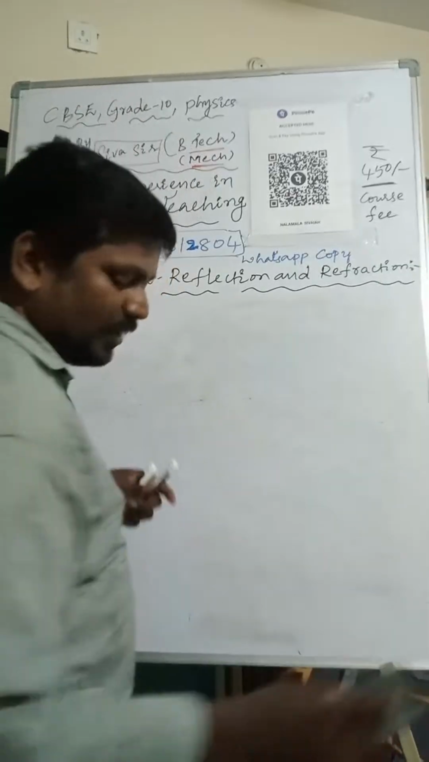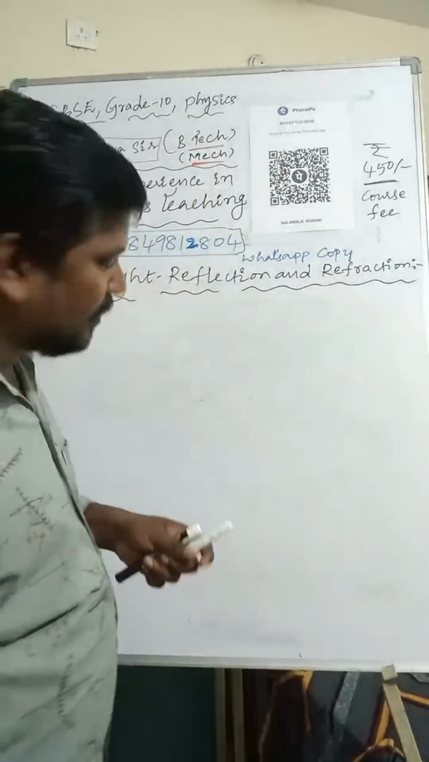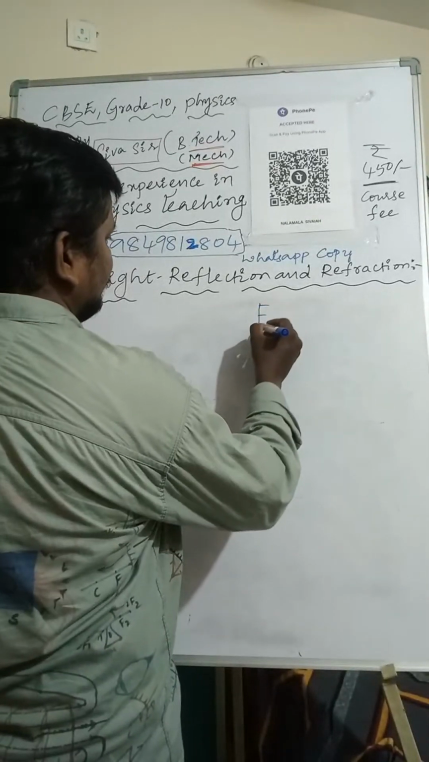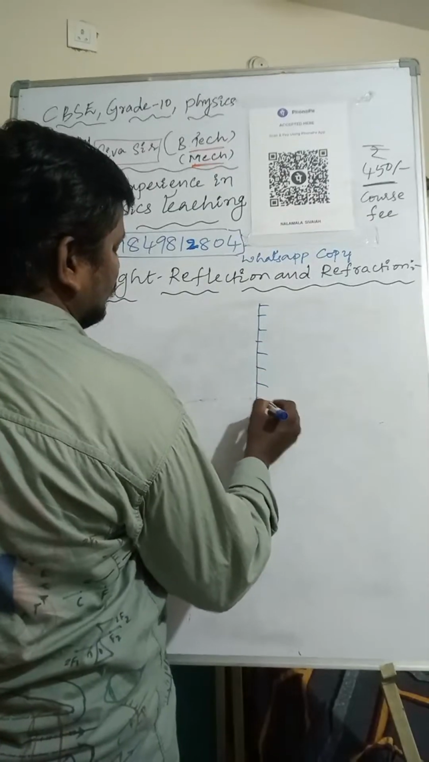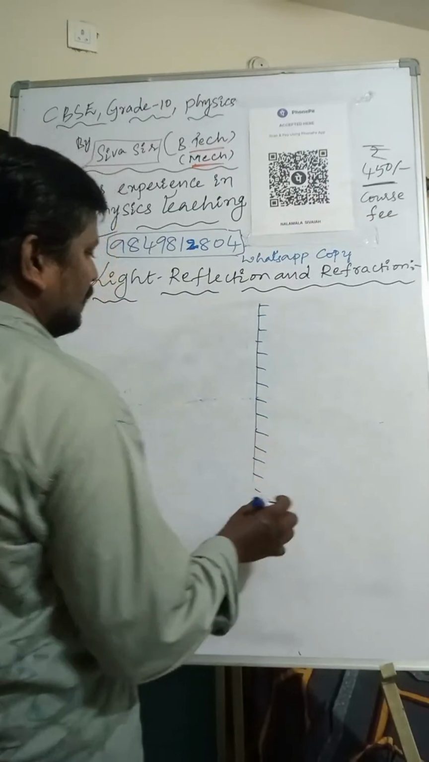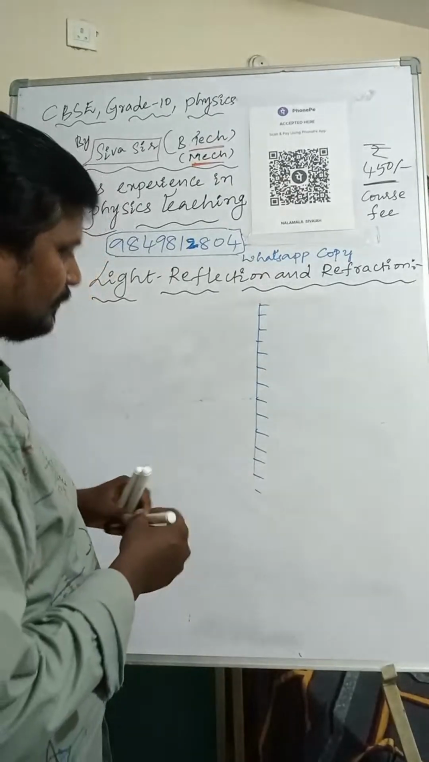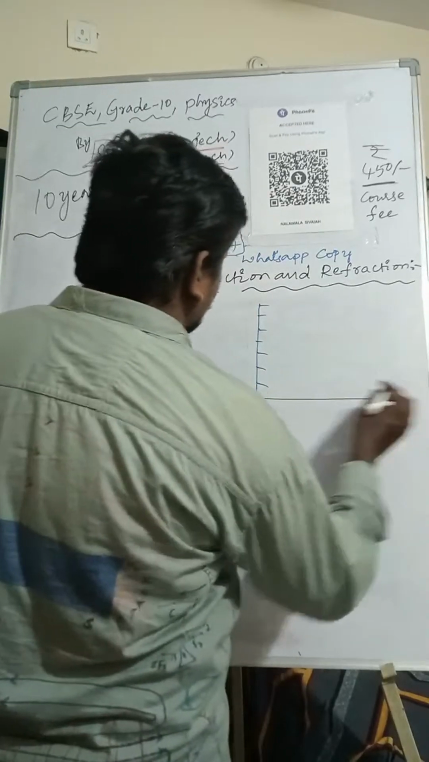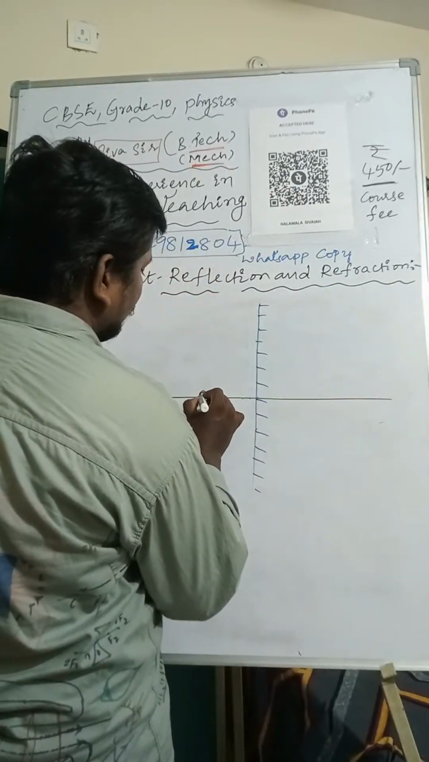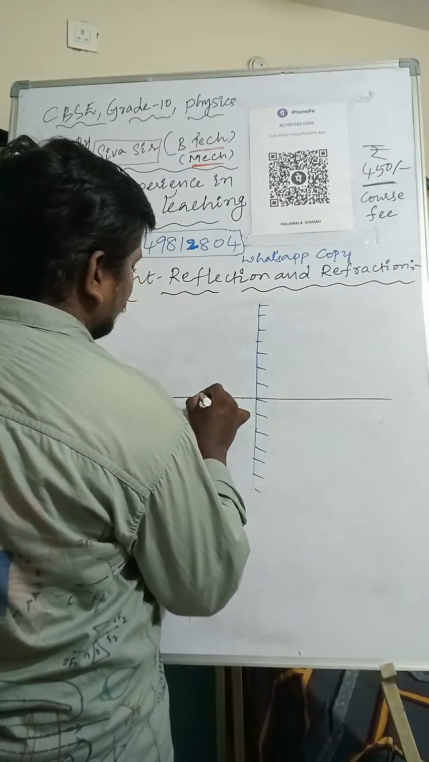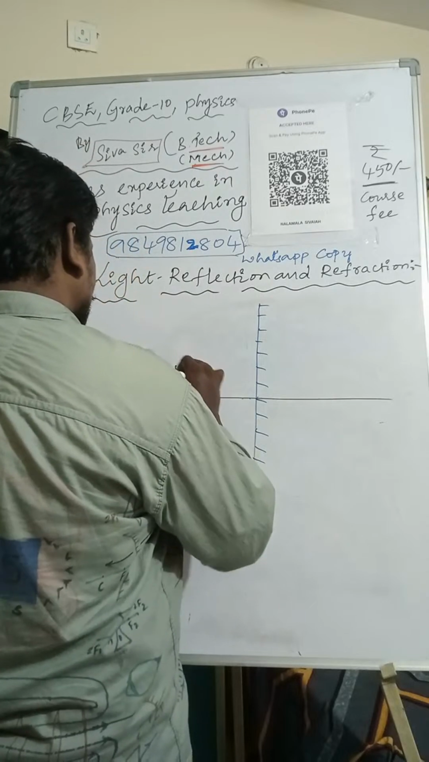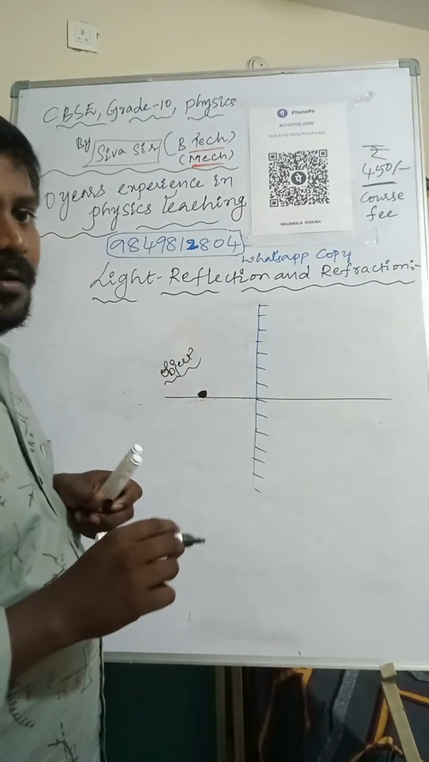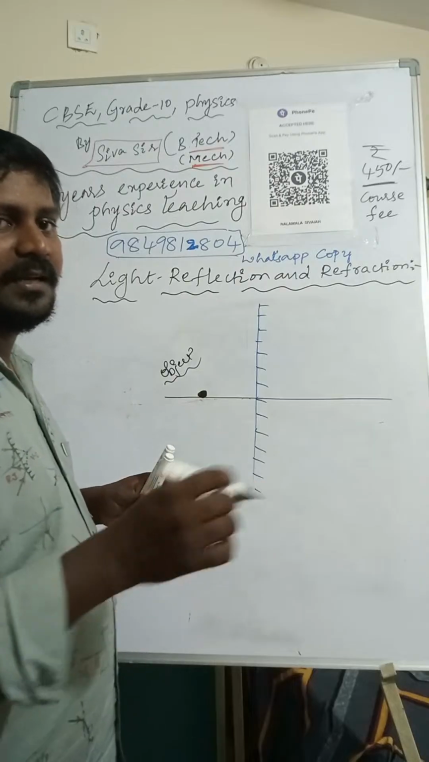So now I am considering one more, object and image. I am considering the plane mirror. Here, this object. I am taking the point object. I am considering the point object.